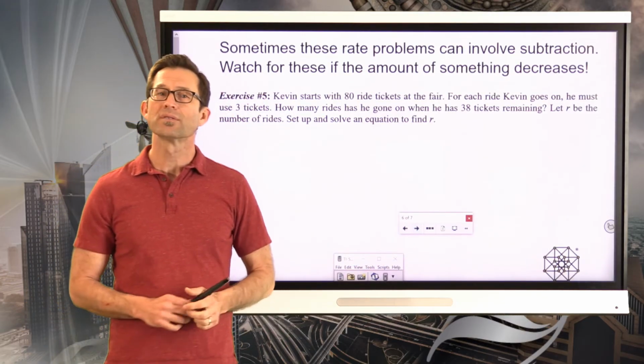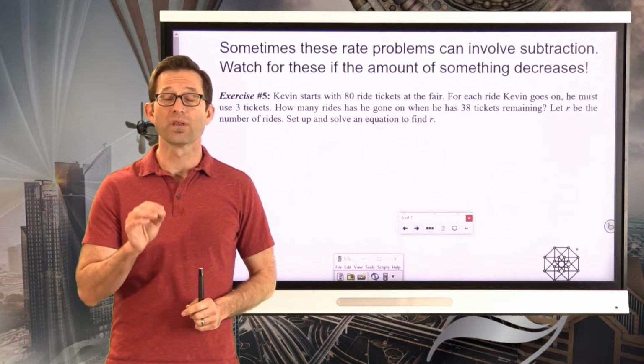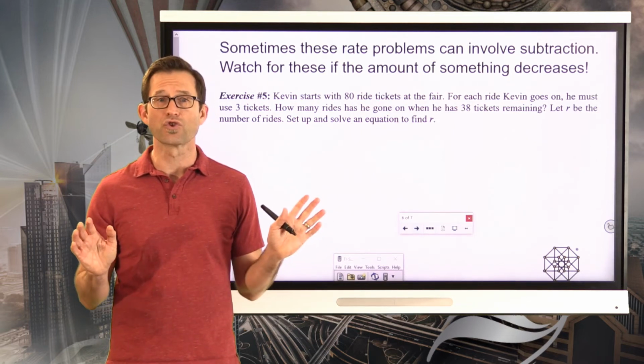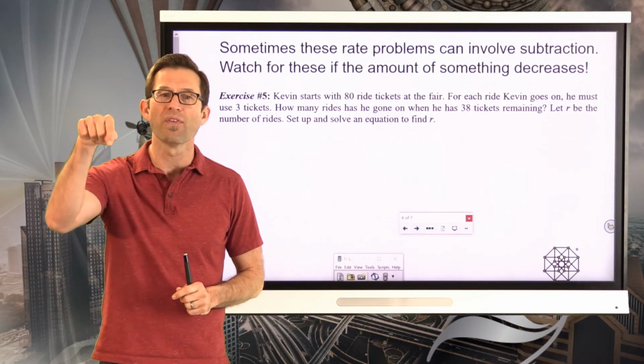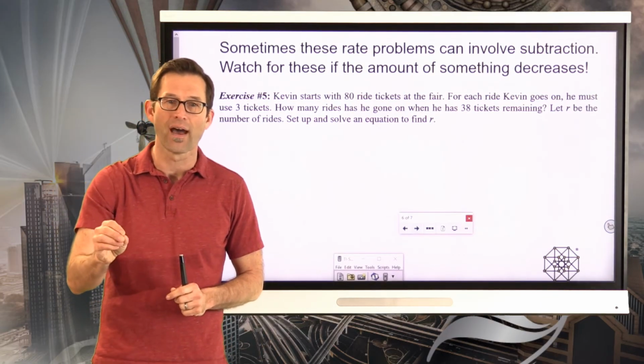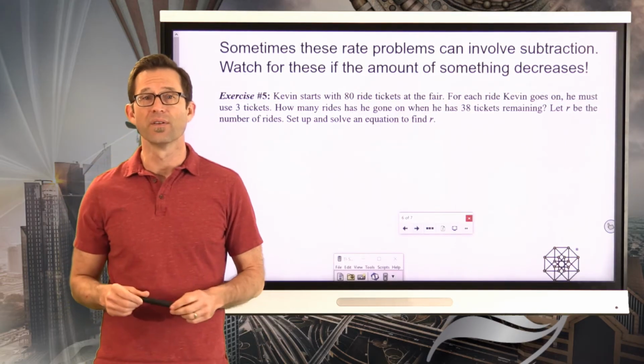Here we go. Sometimes we have to be a little careful because the rate problems can actually involve subtraction. Those are the trickiest things, and you'll know it if there's some kind of quantity that's decreasing, it's going down. So let's take a look at one of those as our last exercise in this lesson.